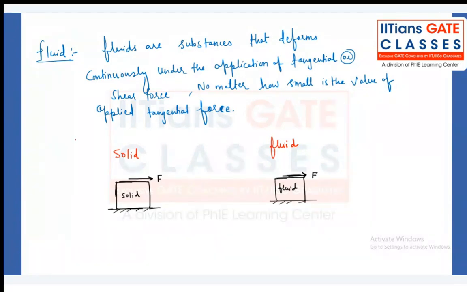Whenever you apply the tangential force to the solid body, definitely some deformation will be there. The body will be getting deformed like this, and some shear deformation will begin, which is nothing but shear strain. What is the shear strain and all? No need to worry. Try to understand as of now these things. When we apply the shear force, because of the shear force, there will be shear stress developed, which is obviously equal to force over area.